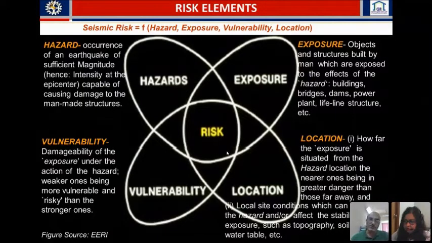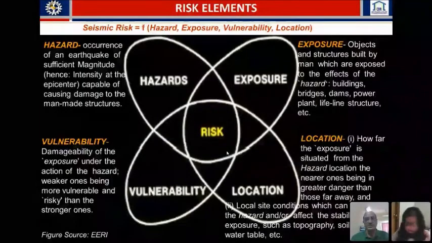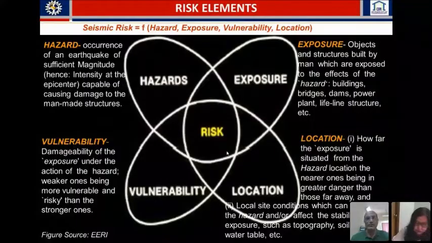Thereafter, the vulnerability, which is nothing but the damageability of the exposure under the action of a hazard, with the weaker ones being more vulnerable and risky than the stronger ones. So that is why we need to take care of the existing building stocks also, and we have to look into whether these existing building stocks are adequately resilient and maintained properly, because even if you have designed the buildings properly but not constructed them properly, again the vulnerability figure increases, and if further not maintained properly, again that will increase manifold.